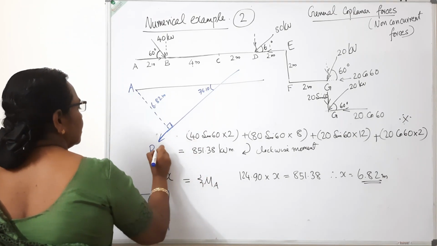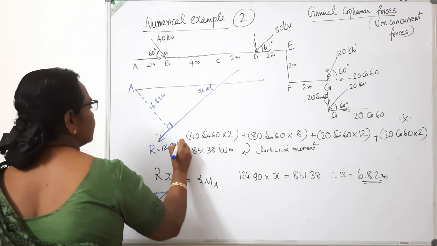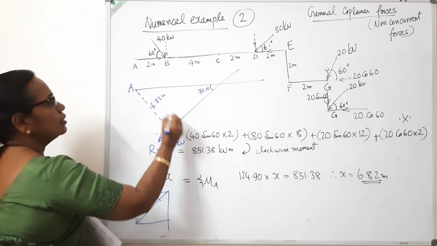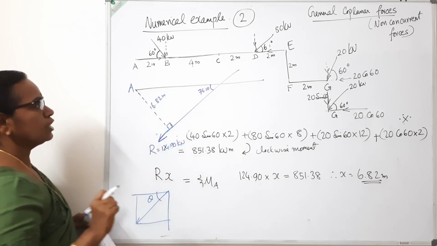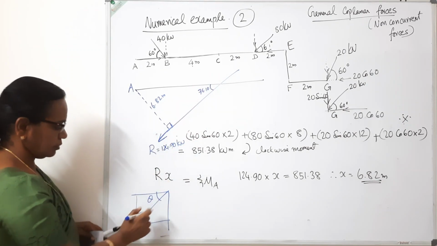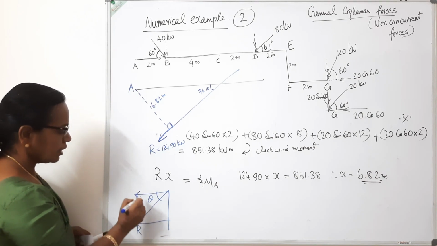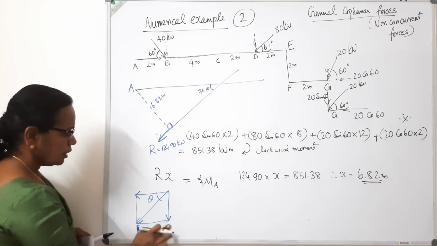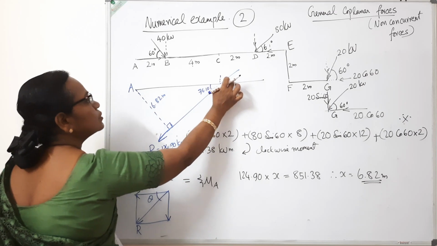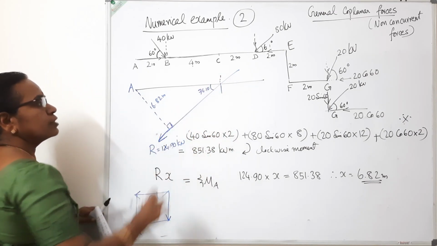This is R, and its magnitude is 124.9 kilonewton. So the resultant 124.9 kilonewton is at a perpendicular distance of 6.82 meter from A, and it is making an angle of 76.1 degree. As per the previous figure, this is direction of Fx, this is direction of Fy, and the resultant is in third quadrant. This is first quadrant, this is second quadrant, this is third quadrant. This is the direction of the resultant, 76.1 degree.